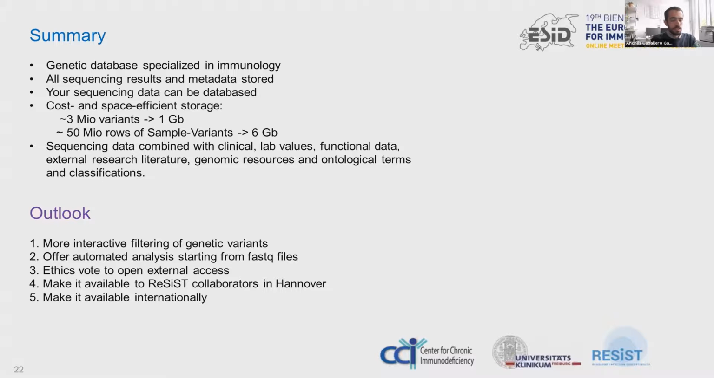As an outlook, what we want to do in the future is perhaps build a more interactive filtering tool in our web application. We also want to offer automatic analysis starting from FASTQ files that you could send us, so your data could become part of this database. Of course, we need to go through an ethics vote to open it to external collaborators. To do that, we'll first try it with our collaborators in Hanover as part of our RESIST consortium. And finally, we want to make it available internationally.